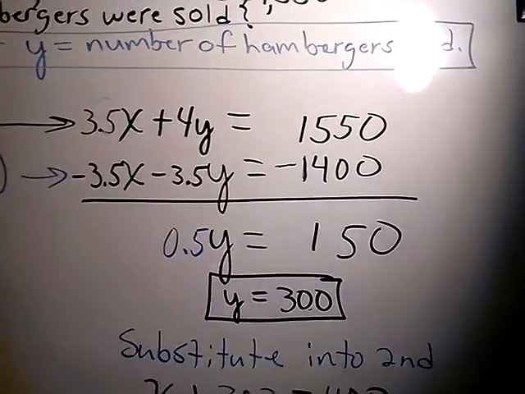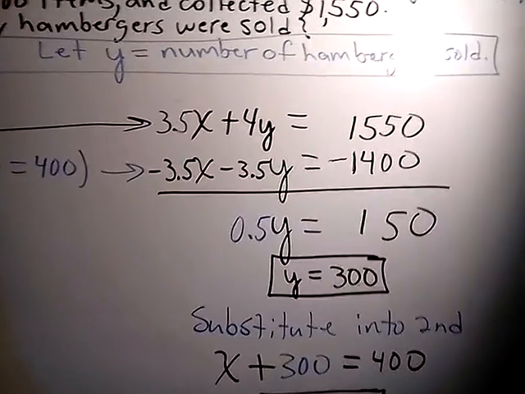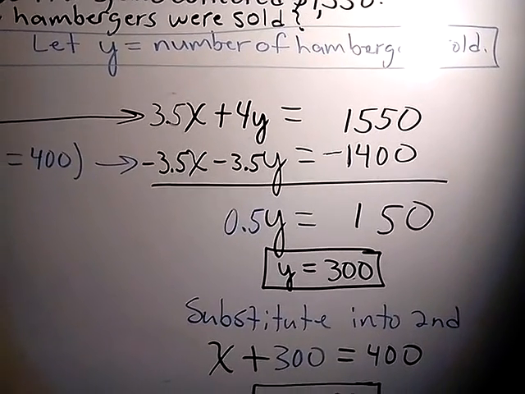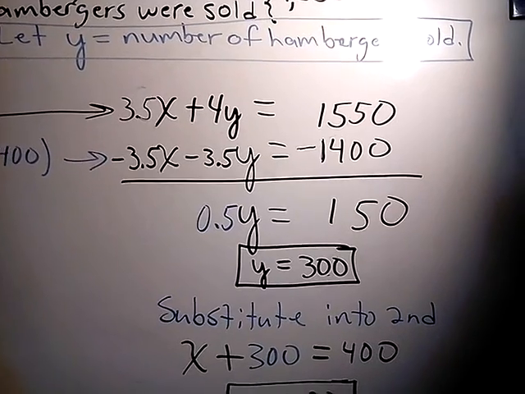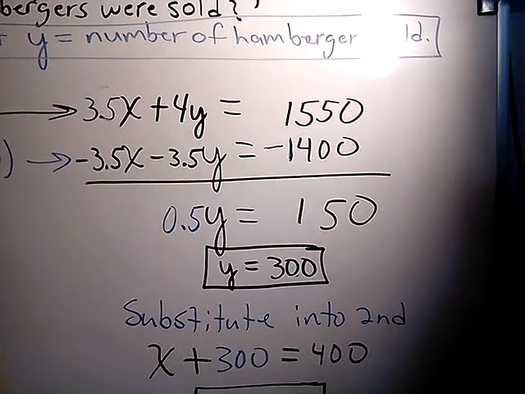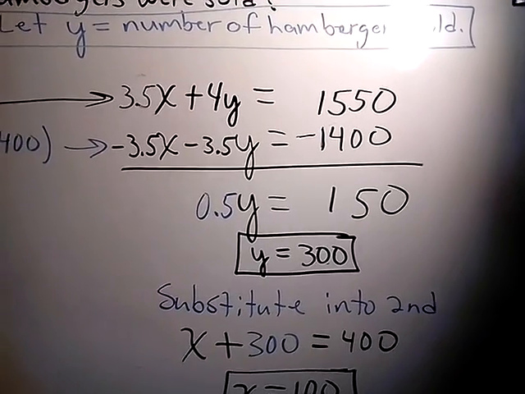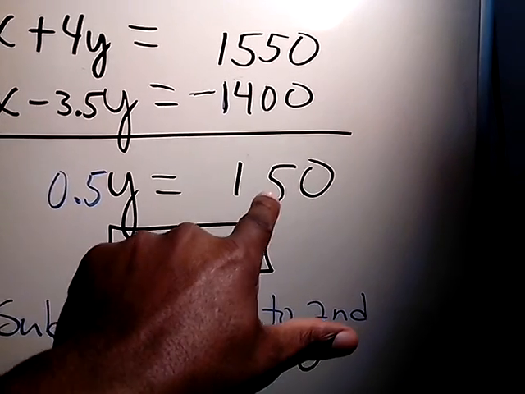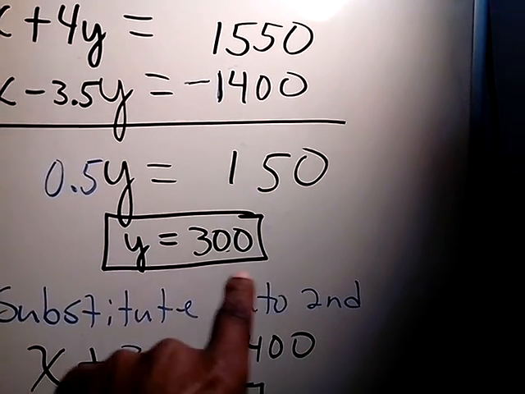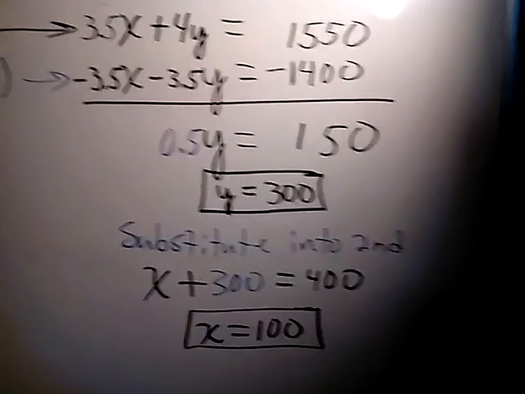And we solve, once we do our subtraction of the two, x is eliminated, and then we get 0.05y is equal to 150. Solving this for y, dividing 150 by 0.5 is 300. So y is equal to 300.